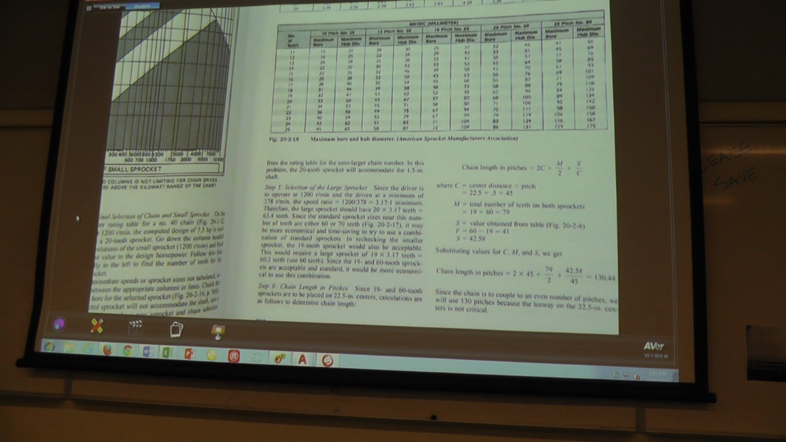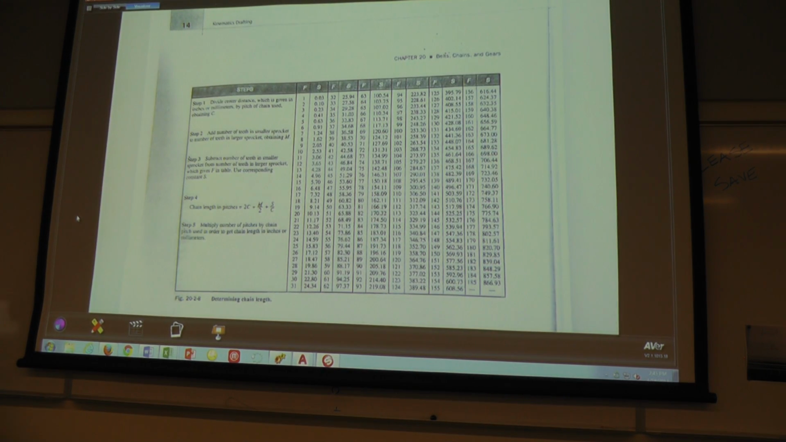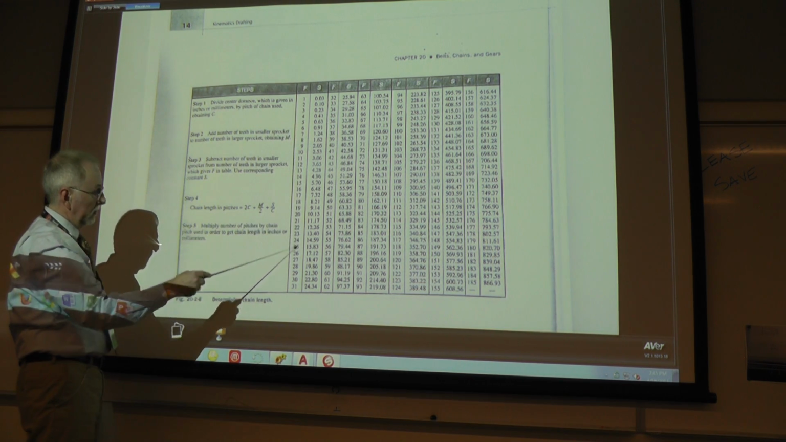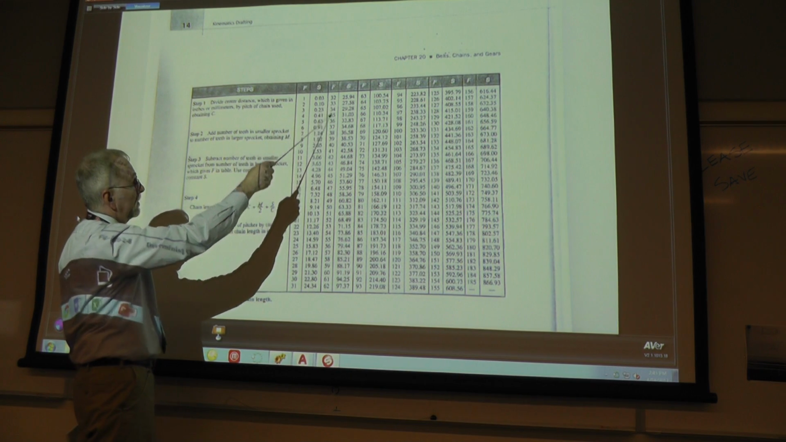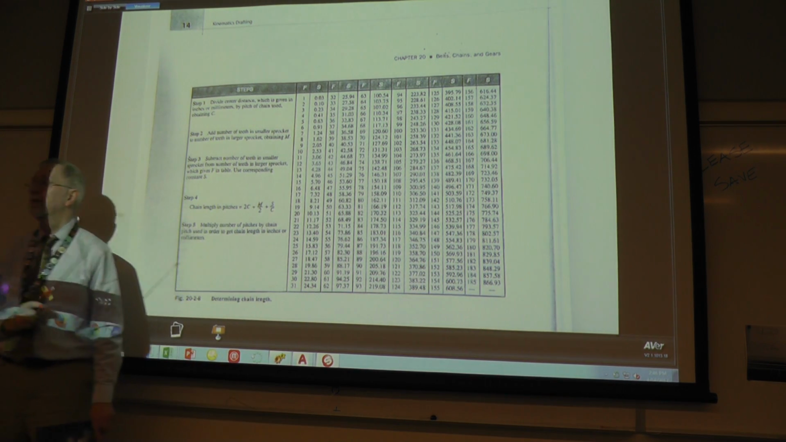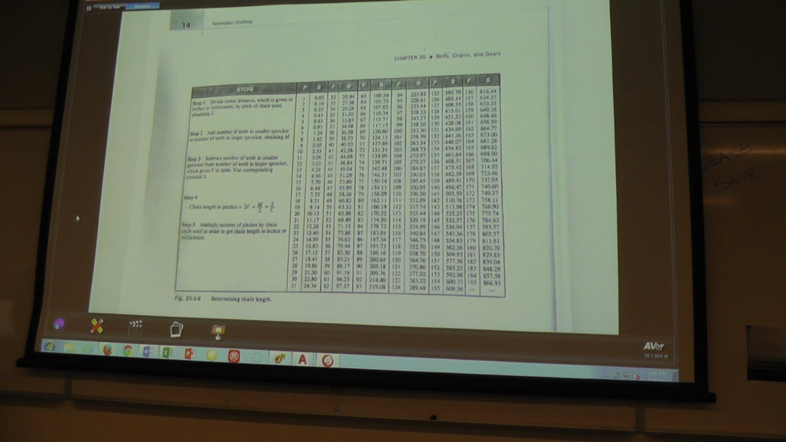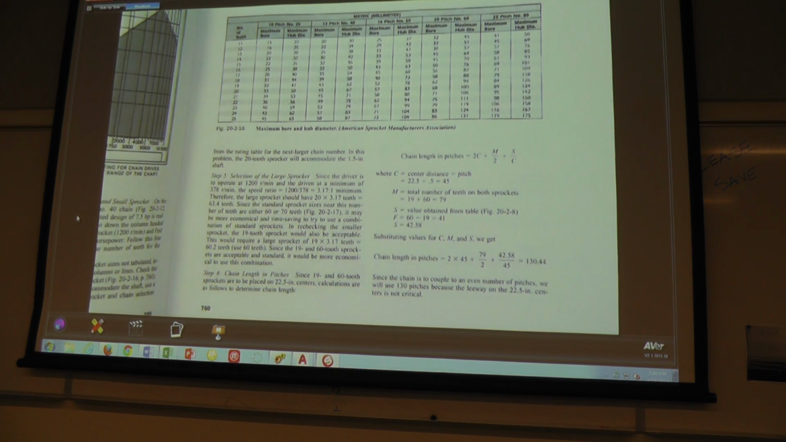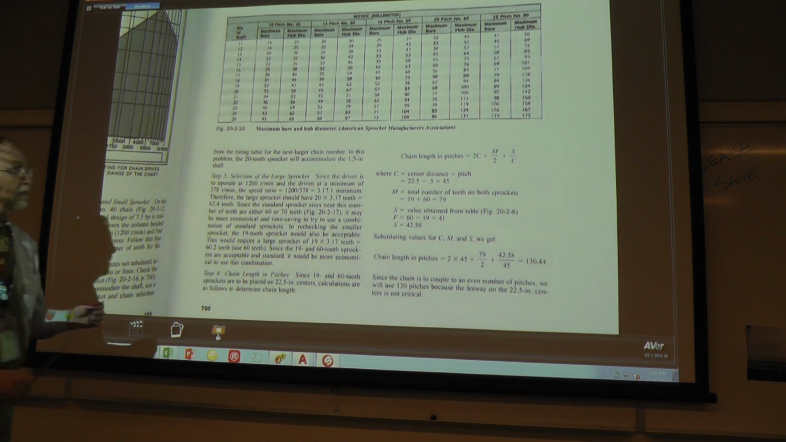I go back to the first chart. I find 41. Yeah, I'm in my F columns, down to 41. I come over here, I look over here, my S value for that is 42.58. That's how I determine what the S value is. 42.58. I substitute the values.